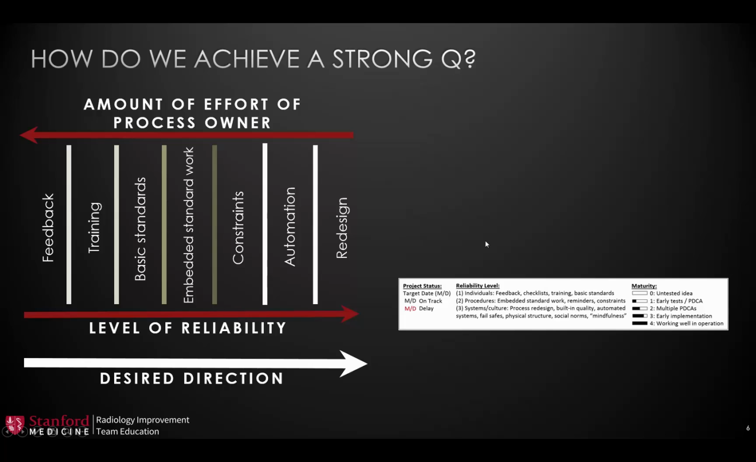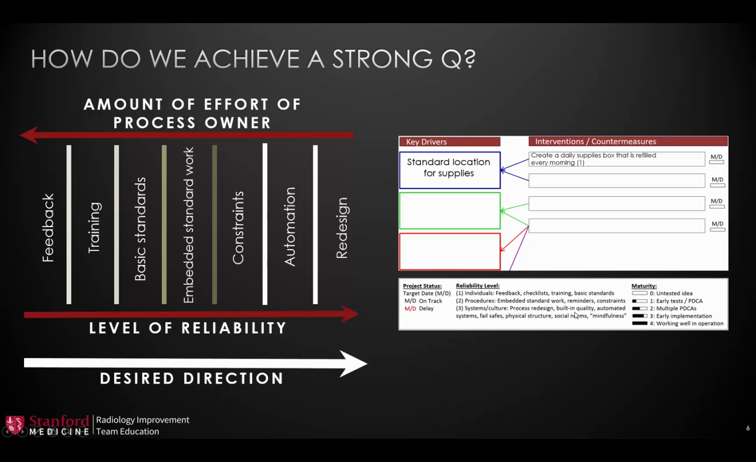So when we look at the A3, there's actually a section at the very bottom of the A3, a little legend that shows a reliability level for each of our different solutions. So 1 is like a feedback or a checklist, 2, embedded standard work, and 3 is when we get into design or automation. So when we're looking at our key drivers, if you look at the intervention we had before, creating a daily supplies box, we gave this a reliability level of a 1 because it's just a basic standard. It's not automation or redesign, it's just a basic standard.